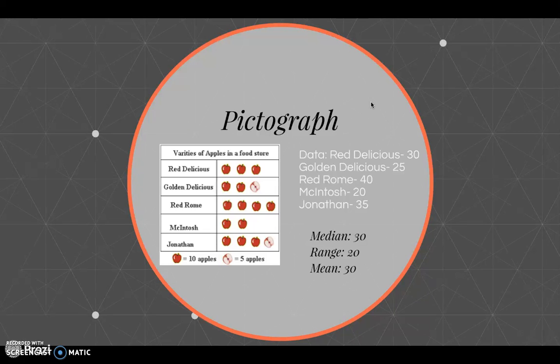But the median could be found easily since there's only 5 numbers and the middle number is 30. The range from the lowest number and the highest number will be 20, and the mean will be 30 because we added them together and divided them by 5.